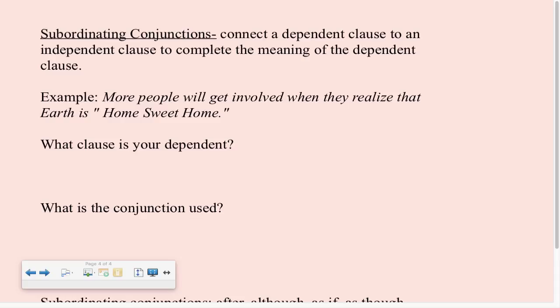Subordinating conjunctions connect dependent clauses. And then they also connect an independent clause to the dependent clause, to complete the meaning of the dependent clause. Meaning, if we just use a dependent clause, it cannot stand on its own.